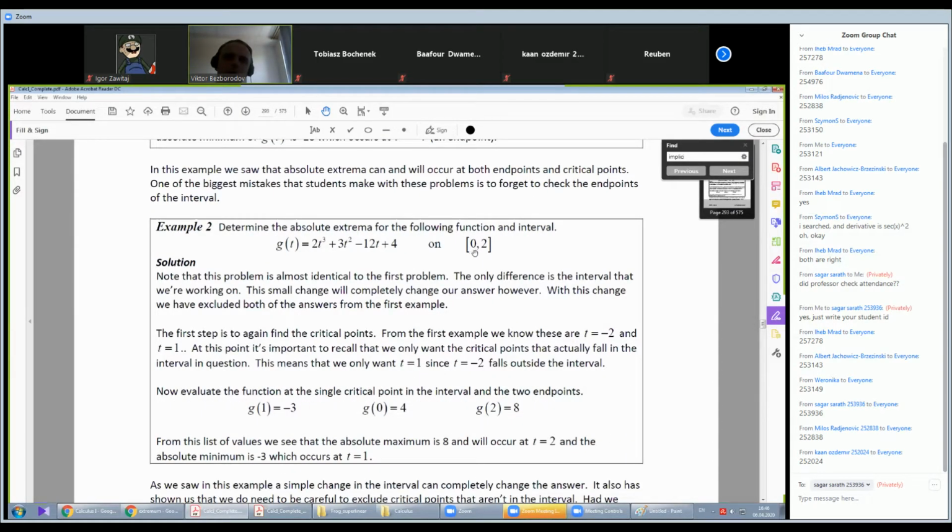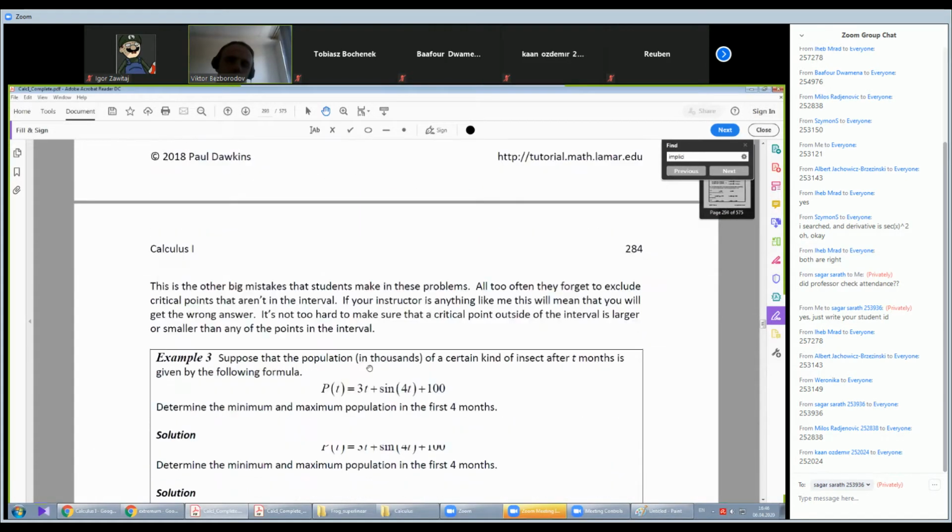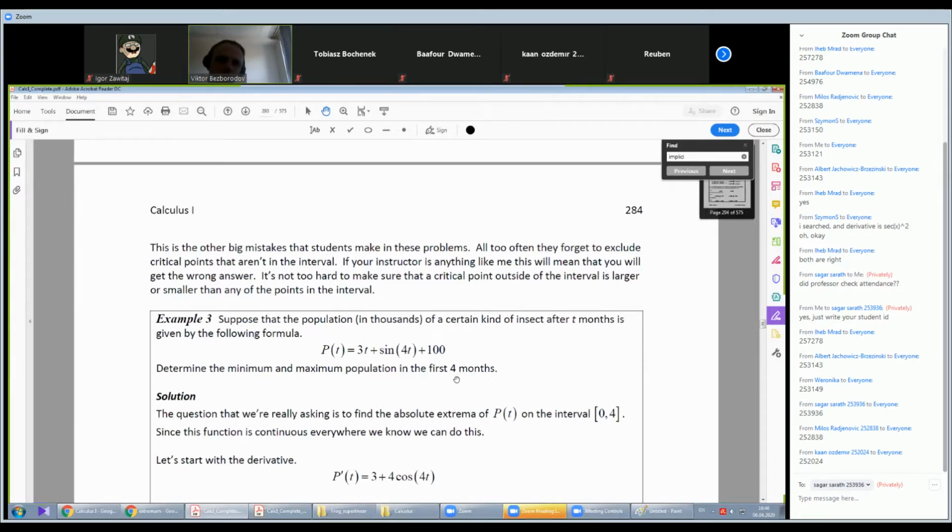Now, -2 lies outside of the boundaries, so we do not consider it. We exclude -2 from our analysis. So we just evaluate on 1, which is the second 0 and lies within this interval, and on the boundaries. Boundaries are 0 and 2. And here, once again, we find the absolute maximum is 8, and the minimum is -3. Okay.